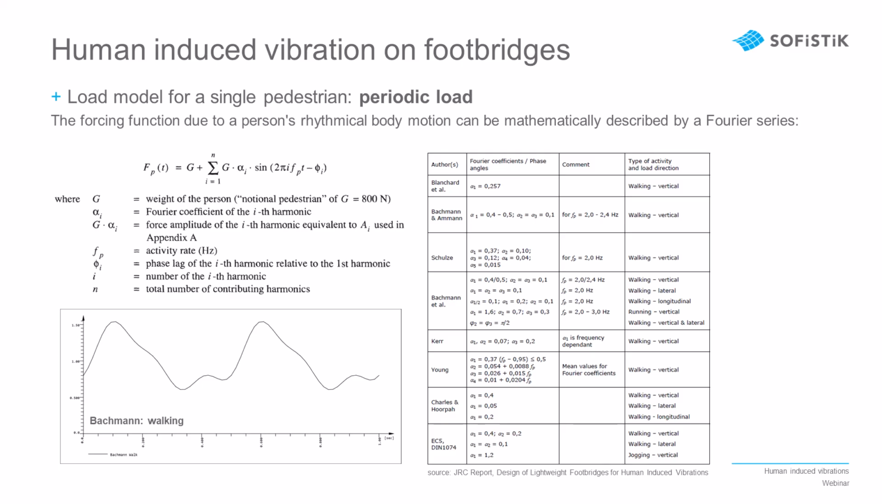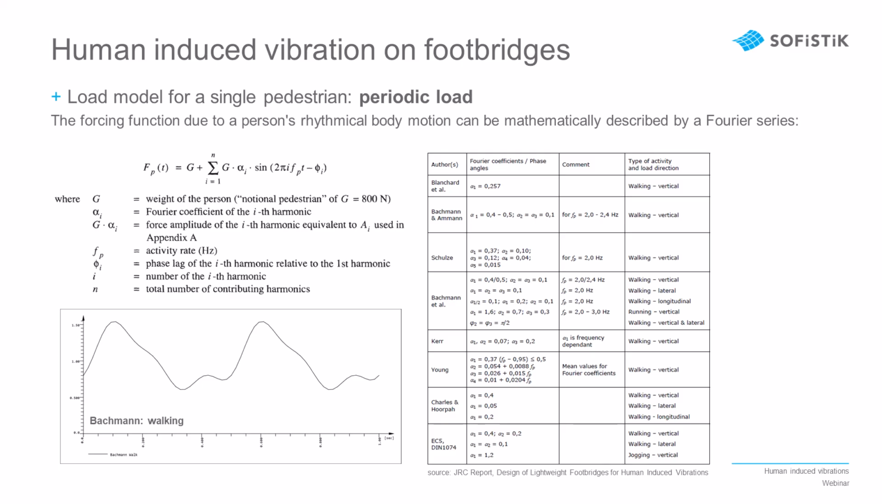Hence, the resulting force is periodic and can be represented by a Fourier series. The Fourier coefficients and phase angles for various human activities have been ascertained in experimental research. The table on the right side lists some coefficients and phase angles as proposed by several authors. Please refer to the JRC report mentioned and the relevant literature if you wish to learn more.